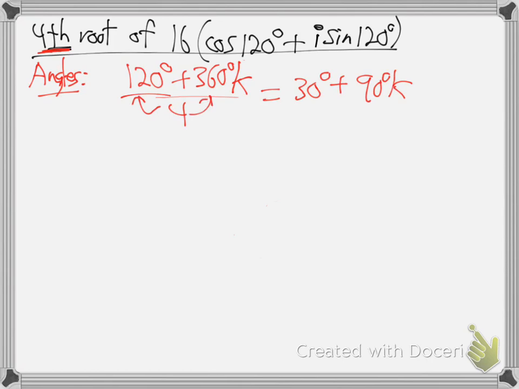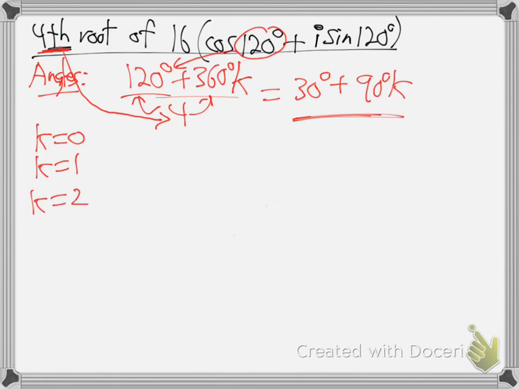When somebody gives you a fourth root, you take the angle they gave you, you put it right there, you go plus 360K every time, because of extra rotations, and divide the whole thing by the root number. You get that formula, and then you plug in K equals 0, K equals 1, K equals 2, K equals 3. How do I know to stop there? Because for a fourth root, there's going to be 4 answers. It starts at 0, so 0 through 3. And then you just plug in the K here every time.